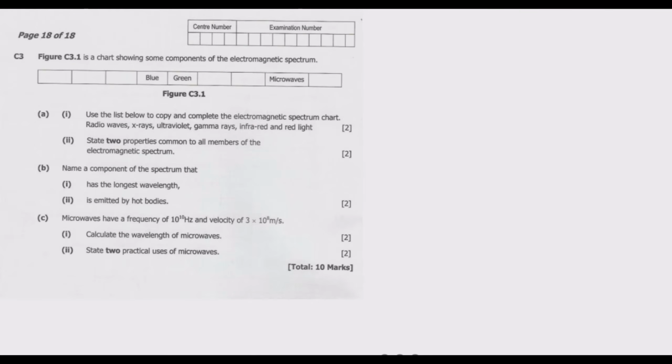Let us look at question C3. Figure C3.1 is a chart showing some components of the electromagnetic spectrum. Roman numeral 1, use the list below to copy and complete the electromagnetic spectrum chart. So we have radio waves, X-rays, ultraviolet, gamma rays, infrared, and red light.